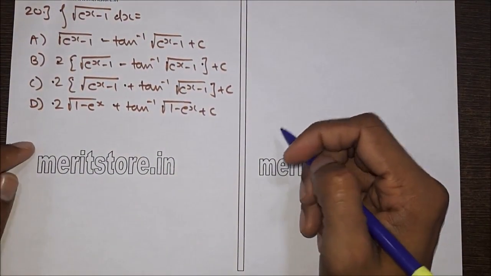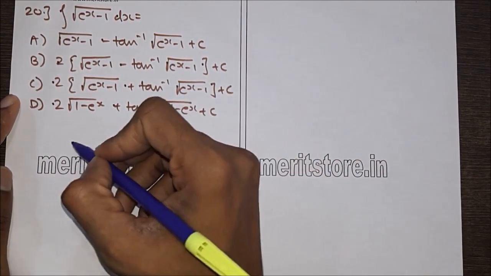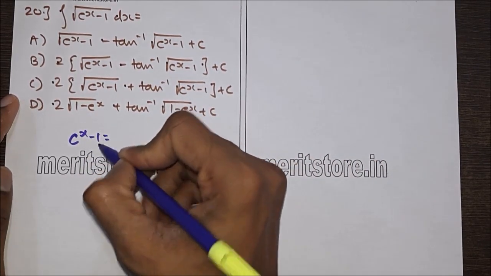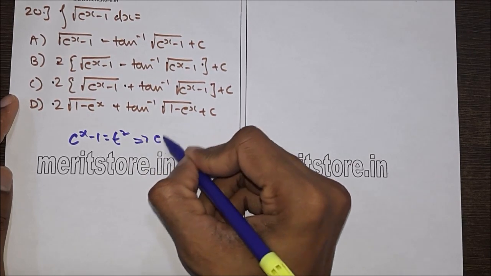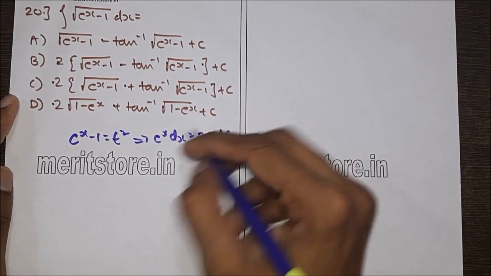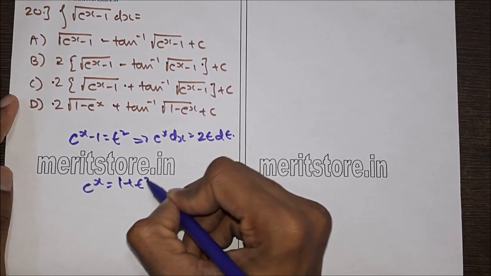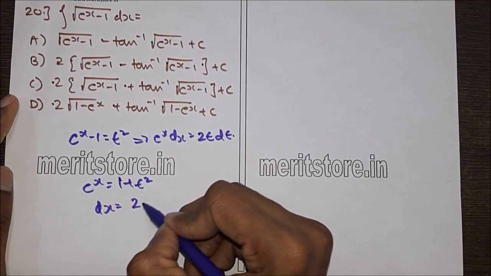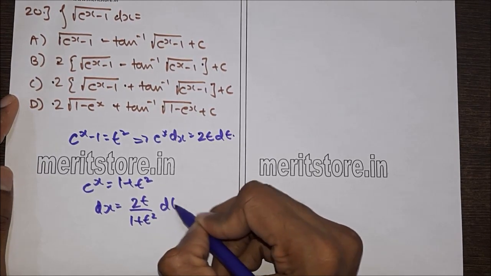Question 20, integral root (e raised to x minus 1) dx is equal to, we are given 4 options. We put e raised to x minus 1 equal to t square. Differentiating both the sides, we get e raised to x dx is equal to 2t dt. Further, we can write e raised to x equal to 1 plus t square. So we get dx is equal to 2t upon (1 plus t square) dt.